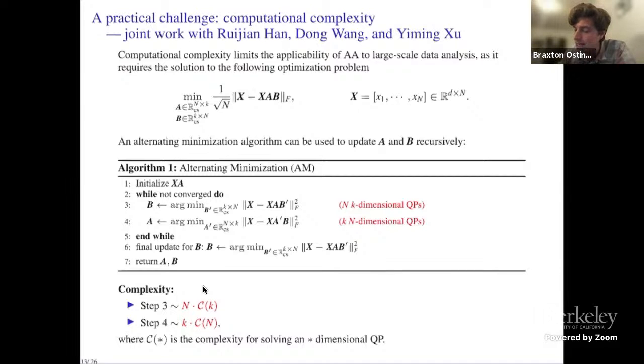And then to update A, it is the convex combination of the data that gives you the archetypes. And you can rewrite this in the same form as in step 3, using some linear algebra. And so here you get k n-dimensional QPs with the same constraints. These QPs are all constrained.